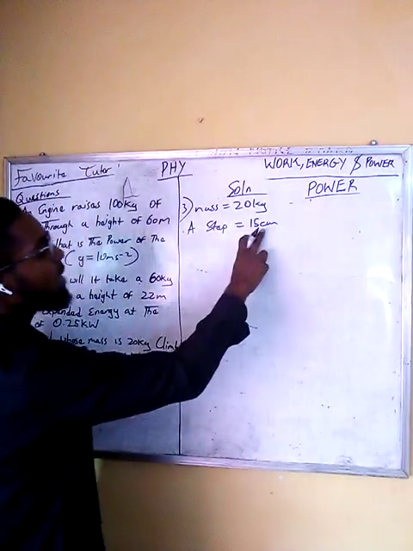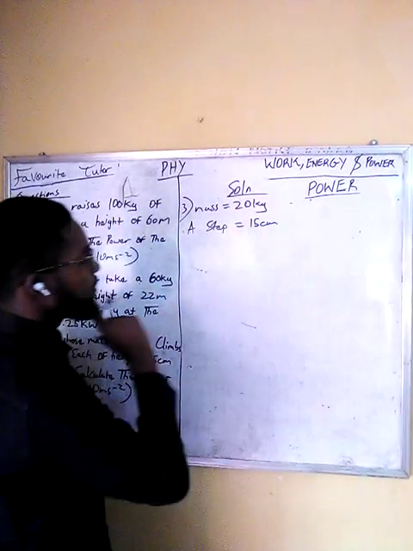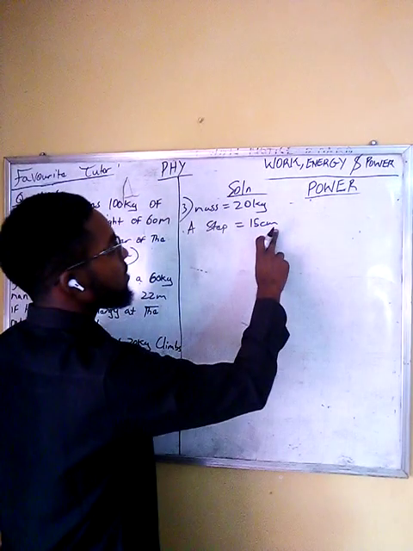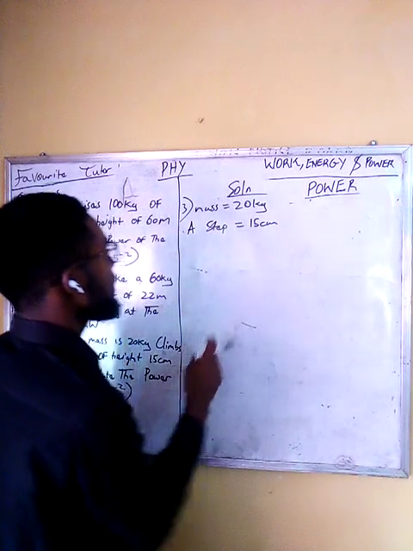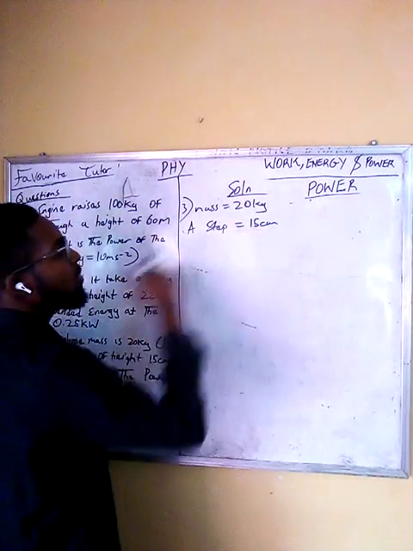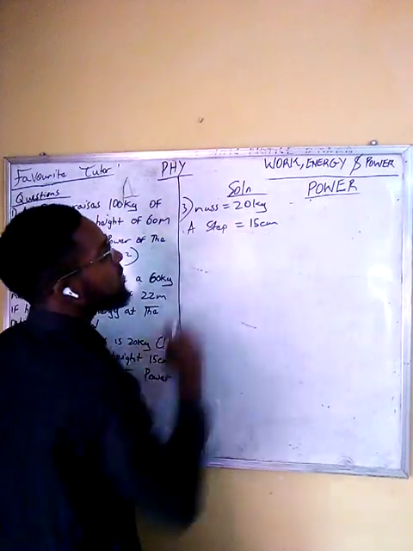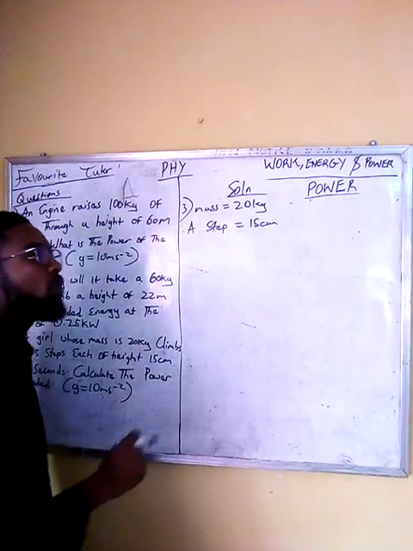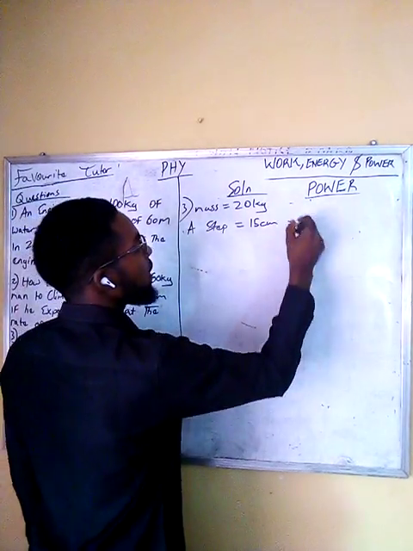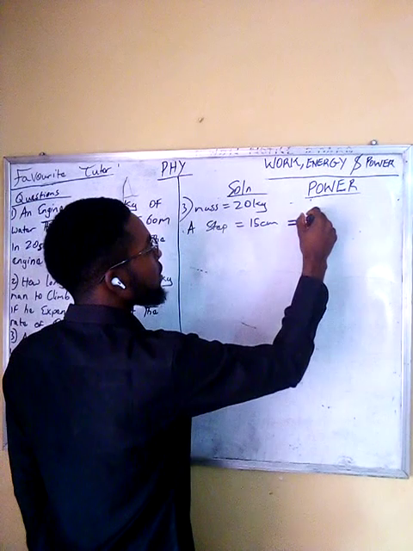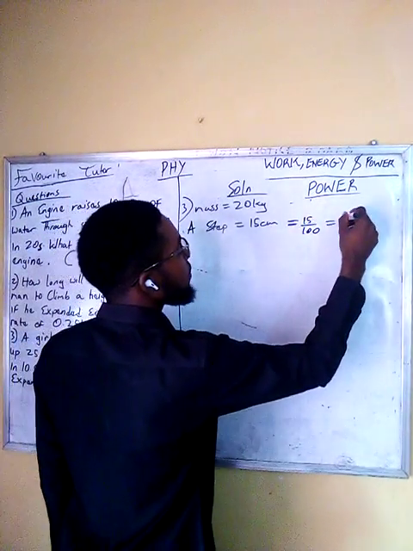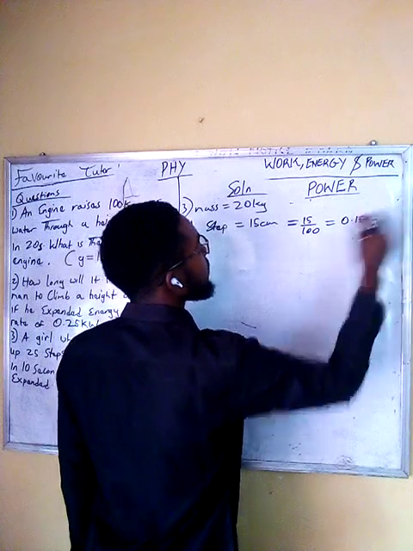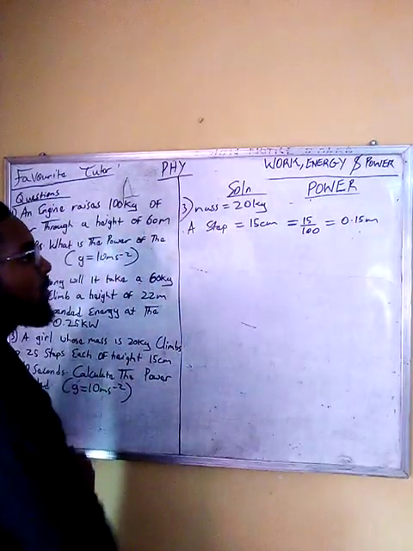Now, if this is the height of a step, 15 centimeters, and we know that the unit for height is meter, we need to convert this to meters. To convert centimeters to meters, we divide by 100. So therefore, this is 15 divided by 100, which is equal to 0.15 meters.